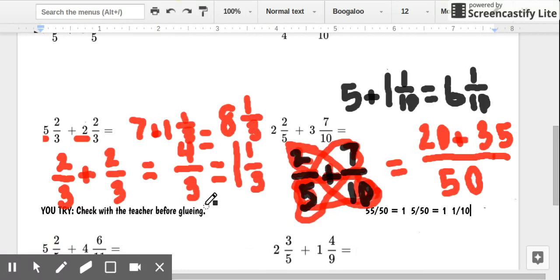Now what I want you to do is to try the 2 on the bottom. One of them involves regrouping, like we did on the 2 bottom examples, where you have to change the improper fraction to a mixed number. And the other one just involves, like we did on the top, adding the fraction, adding the whole number, and combining them. So once you get done, have the teacher check it before you glue it, and then you should be good to go.